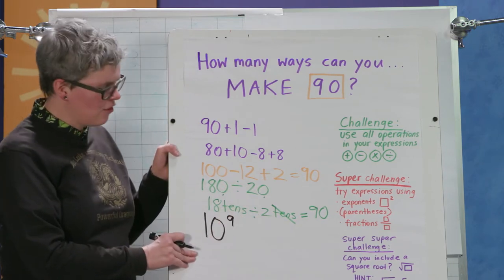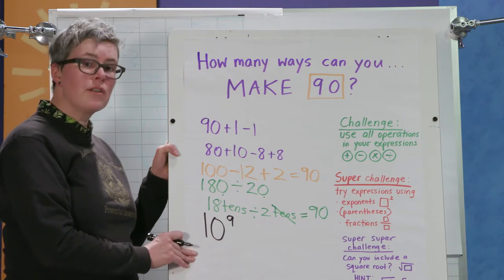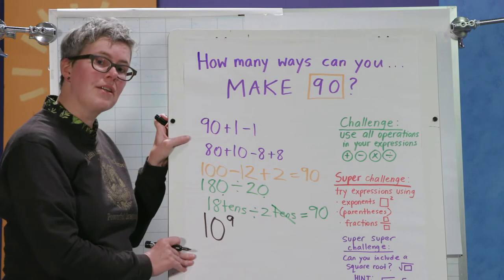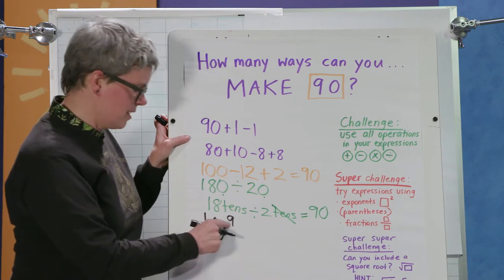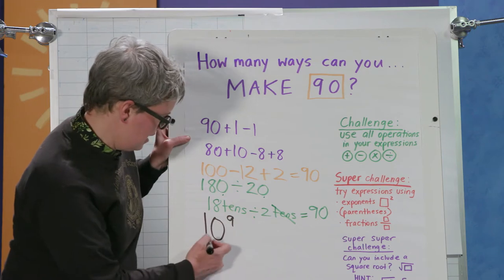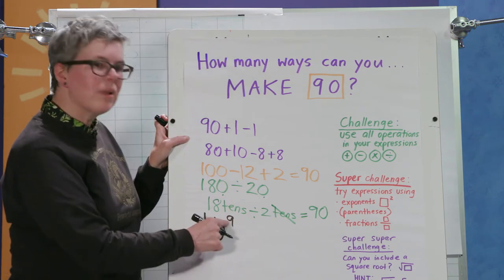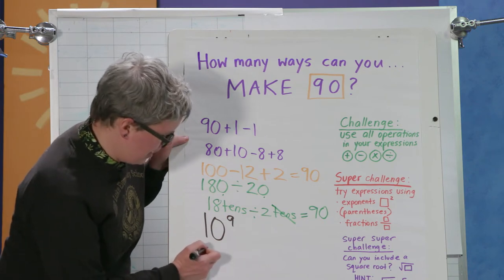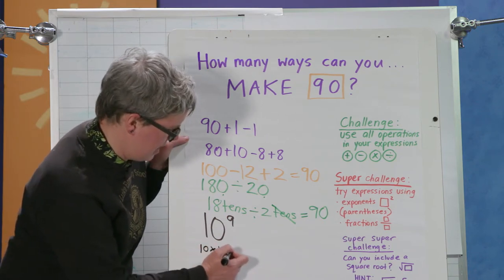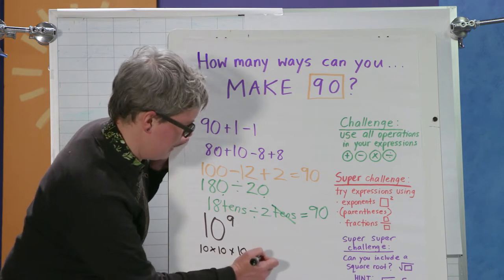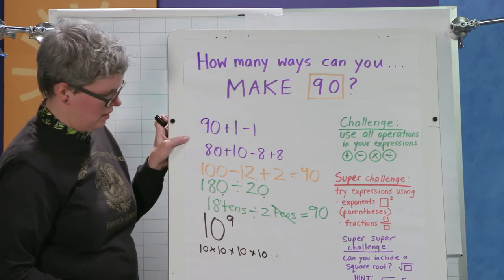Ten to the ninth power. This might be familiar to you if you're in fifth grade. If you're in fourth grade, you can look forward to learning this next year if you haven't learned it yet. Okay, this is a power of 10. So what this means is that we're going to multiply 10 by itself 9 times. So that would be 10 times 10 times 10 times 10 and so forth.